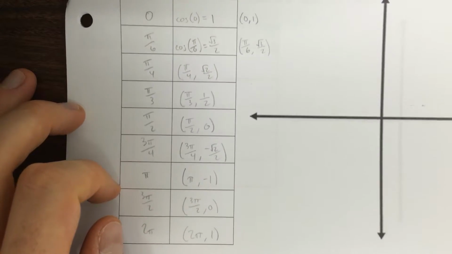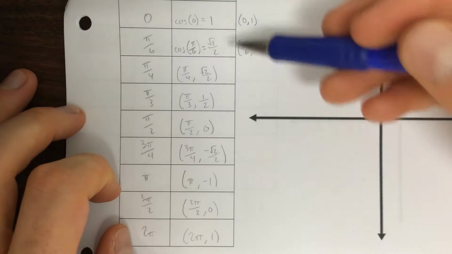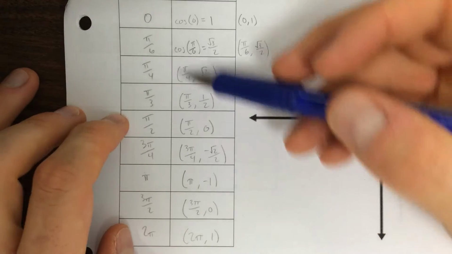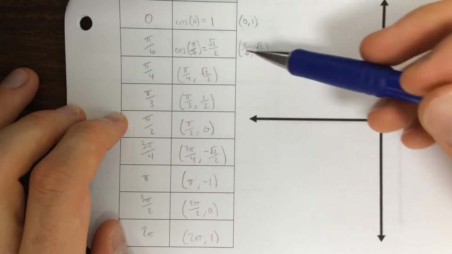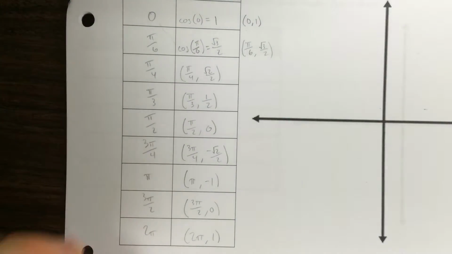Now what I would do is I would pause it and verify that you know where these ordered pairs are coming from. These are our input, those are going to be our x coordinates, but you might want to double check and make sure you know where those y coordinates are coming from.